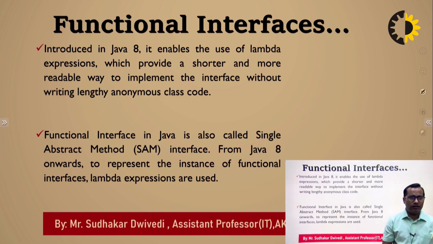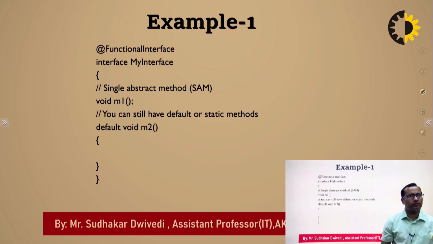So a functional interface, as it can have only one abstract method, is also known as the single abstract method or the SAM interface. So from Java 8 onwards, to represent the instance of the functional interface, Lambda expressions can also be used. So this is one example we can see here.